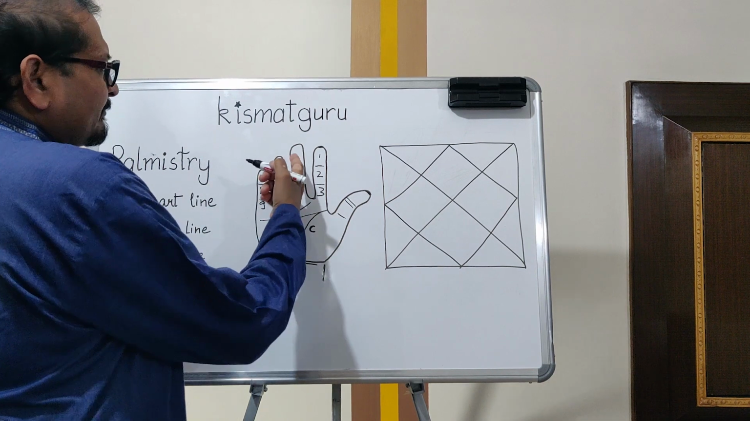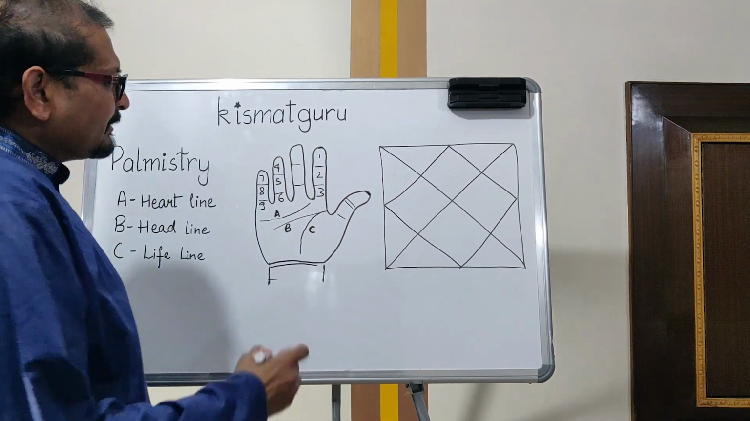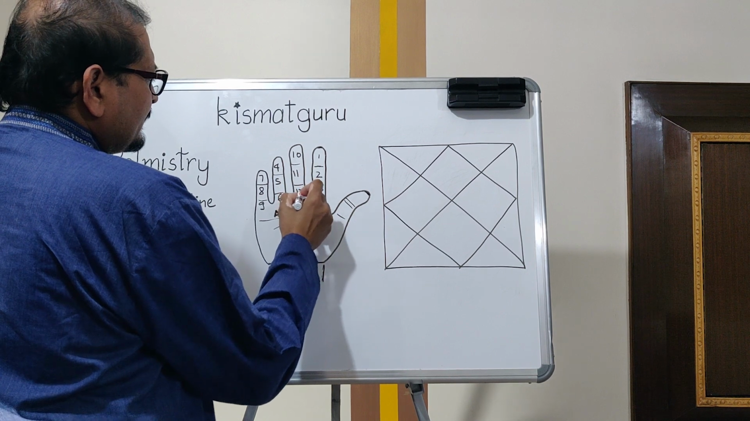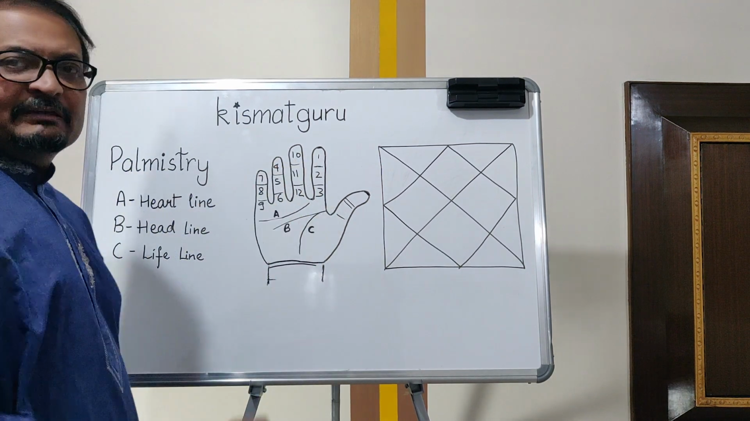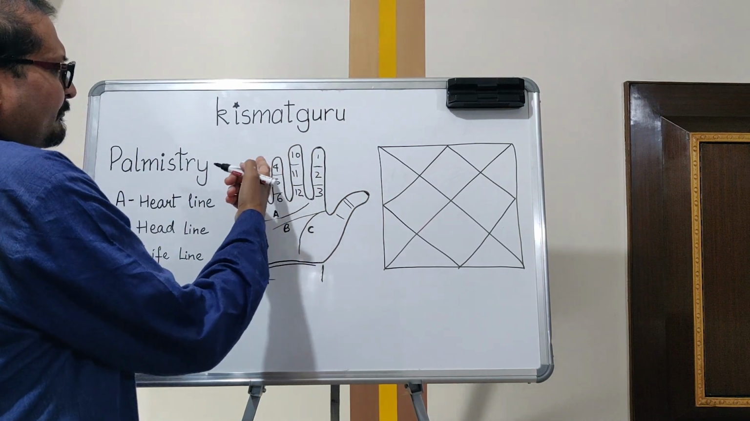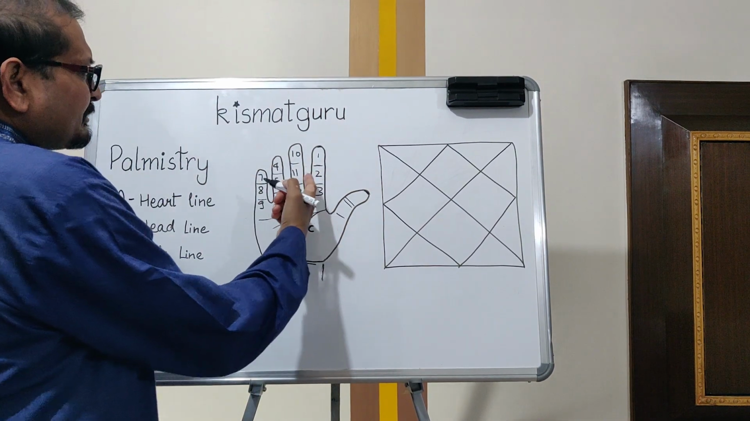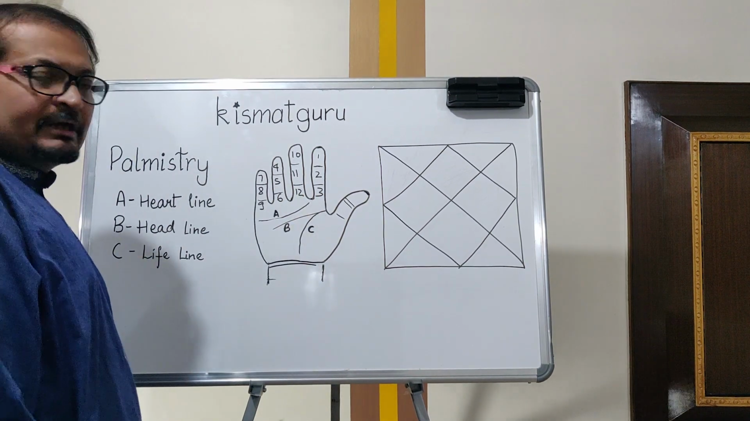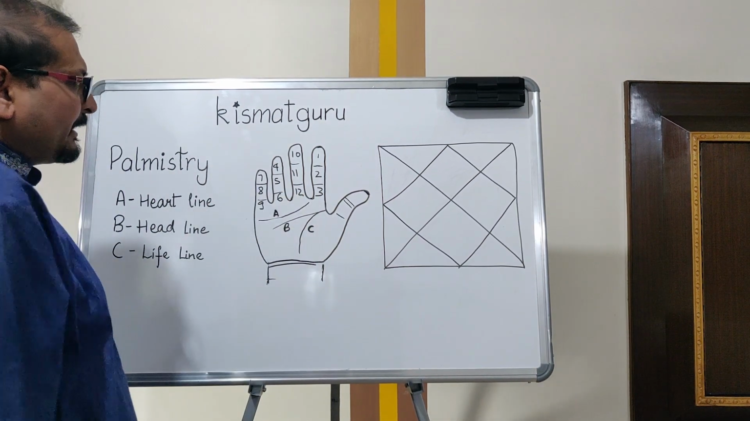And this is our middle finger. We call it the Saturn finger. And here come house number 10, 11, and 12. So the top phalange of your fingers represents house number 1, 10, 4, and 7. The middle phalange represents 2, 11, 5, 8, and the lower phalange represents 3, 12, 6, 9.